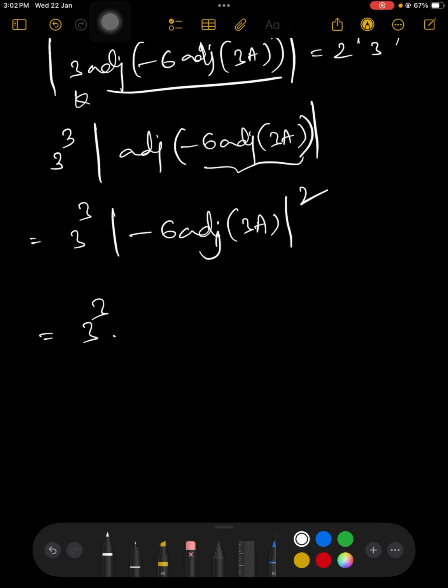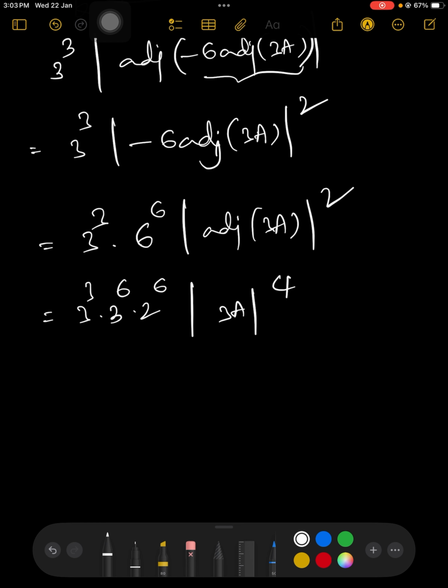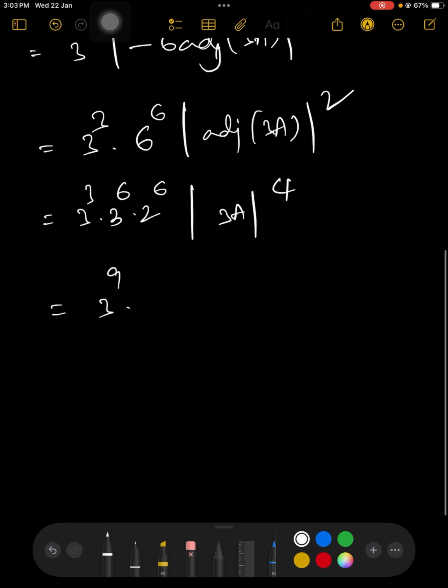Now coming to this det, again in the case of det it is k power n, 6 cube whole square, right? Then 6 cube whole square, which is nothing but 6 power 6, and det of adjoint of 3A whole square. Then we can say this is 3 cube, 3 power 6, 2 power 6. Again this one is det of adjoint 3A, then I can say det 3A whole power 4, right? Now it is 3 power 9 into 2 power 6 into 3 power 4, 3 times, so that you can say 3 power 12, because det of 3A is nothing but 3 cube and whole power 4, 3 power 12, and det A whole power 4.